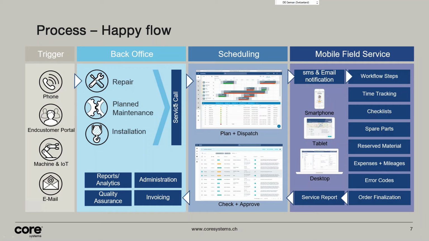And from there, it will be synchronized to the cloud. We can then schedule it, plan it, and dispatch it in the web application of field service management. When we did this part, this is the role of the dispatcher. The next role is the service person in the field, and he will get a push notification with the information about the service.